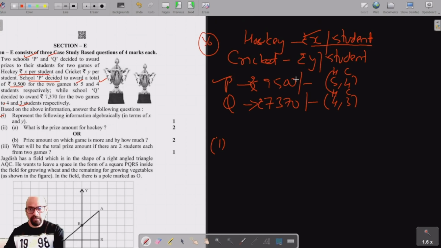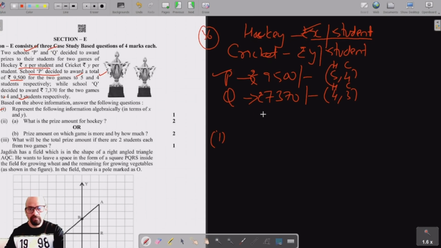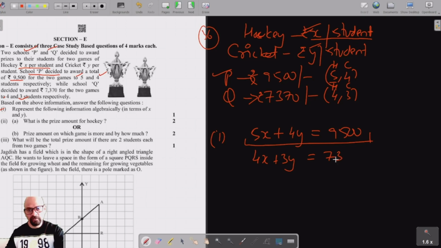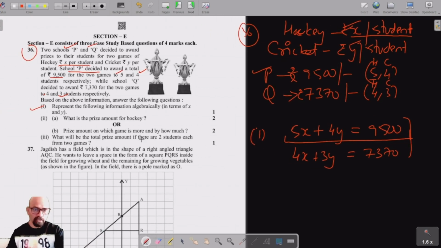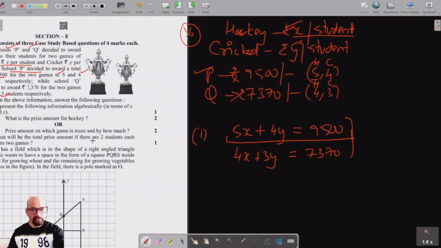So for P, for one student, it's X rupees for hockey, for 5 students, it's 5x. And for one student, it's Y rupees for cricket. So for 4 students, it's 4y. And total prize money is 9,500. So this is the algebraic representation for the school P. Similarly, for school Q, this will be 4x plus 3y is equal to 7,370. This is the algebraic representation.